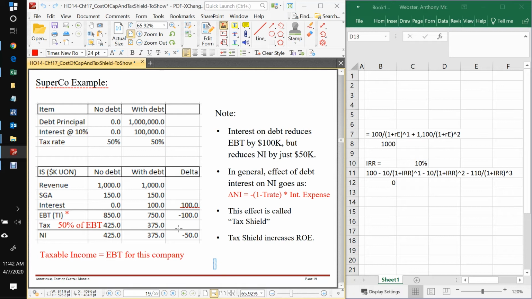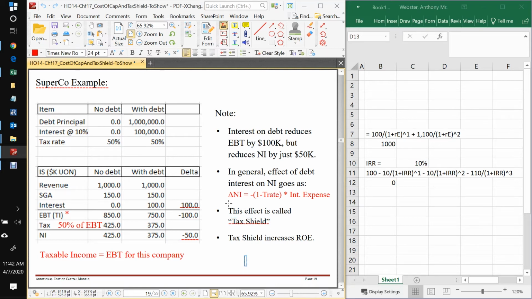Okay, and so we've got our 50% of each of these and we subtract that and we get our net income in each case. And here's the really cool thing, okay? Even though the expenses with the debt went up by 100,000, the hit to net income was only 50,000. And that's because of the tax shield effect, okay? This is what we call the tax shield effect.